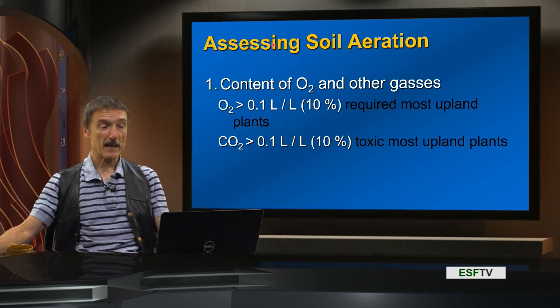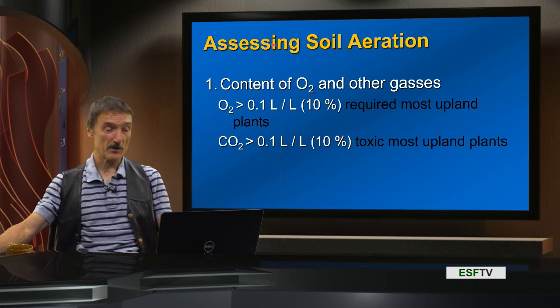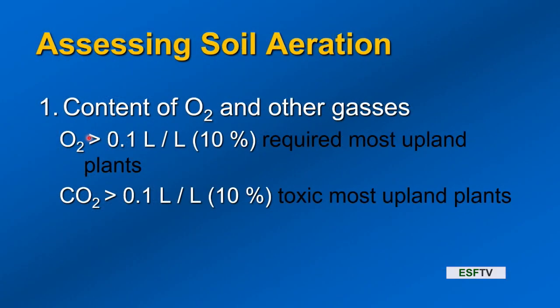Okay? One way is the content of oxygen and other gases. So you should know these cutoffs. Oxygen, the partial pressure, 10%, 0.1 liter of oxygen per liter of volume. Most upland plants require at least 10% of the atmosphere to be filled with oxygen. Okay, so the roots need that. So if you keep your partial pressure of oxygen at 10% in the soil, you're good. When you start to drop below that, it's not good for the plants, and we start to run into trouble. So this 10% oxygen is a cutoff for good aeration. More than 10%, okay. Less than 10%, impeded.